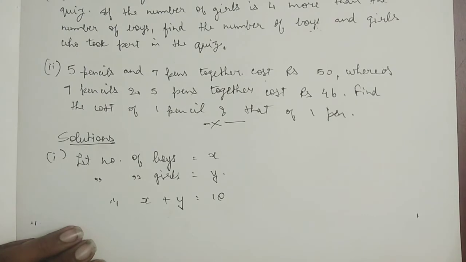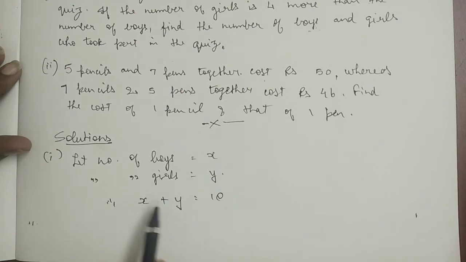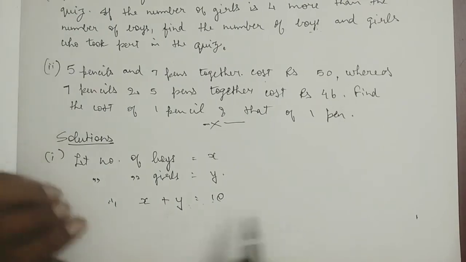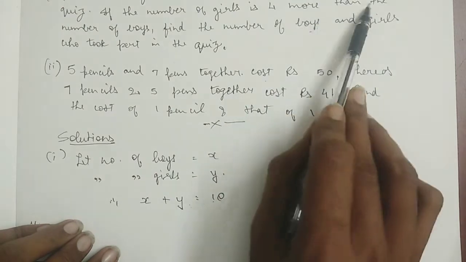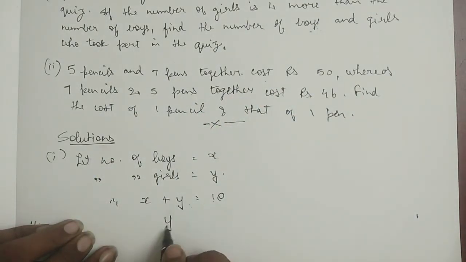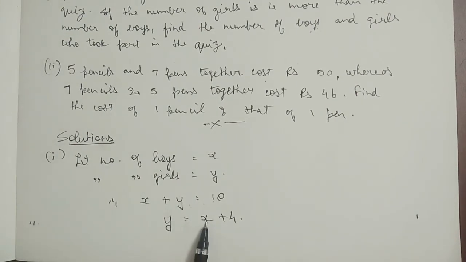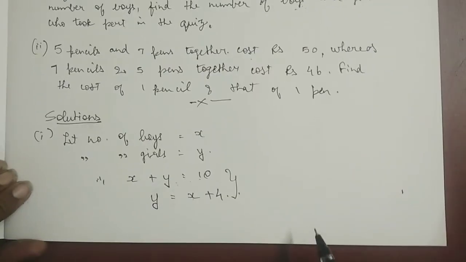Understood? Because the total number of students who took part in the quiz is 10, and there are x boys and y girls respectively. This is the first equation. Now the second equation: they have told that the number of girls is 4 more than the number of boys. So the number of girls is equal to the number of boys plus 4. That's what it means. So this is the pair of linear equations which is formed here.